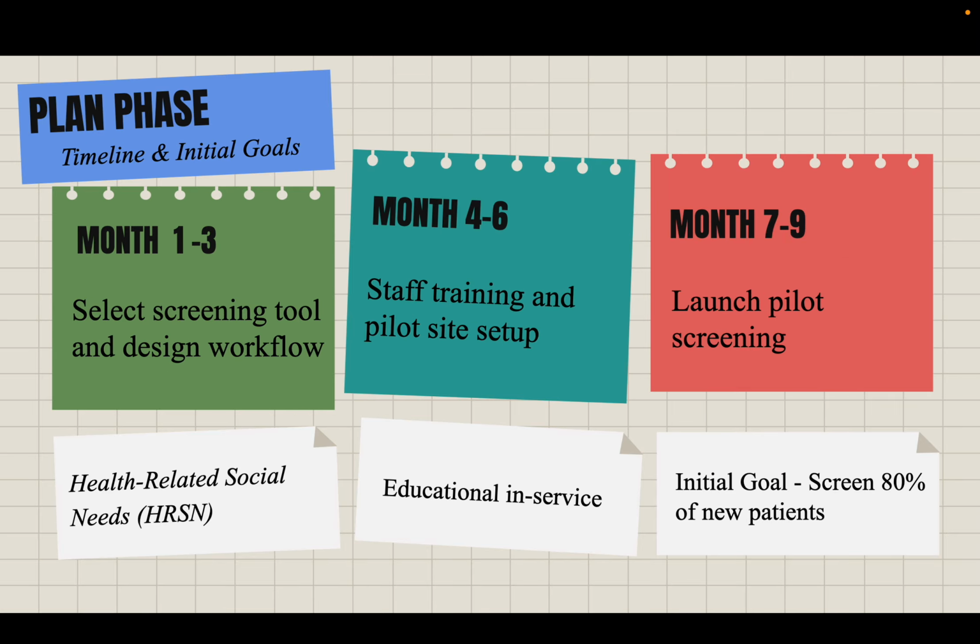Plan phase, timeline, and initial goal. In the plan phase, we not only define what we want to achieve, but we also create a timeline to guide our work and set measurable goals. Our planning timeline spans approximately 9 months, with the ultimate goal of having the screening process ready for pilot testing. By the end of the phase, we aim to screen at least 80% of new patients at the pilot site to identify unmet social needs and inform patient care.